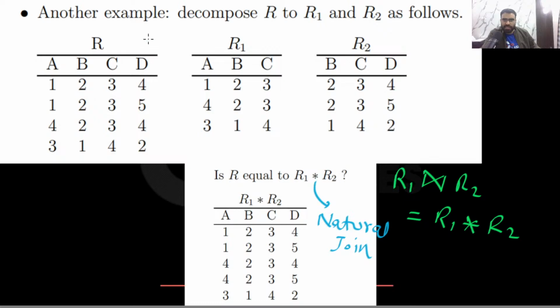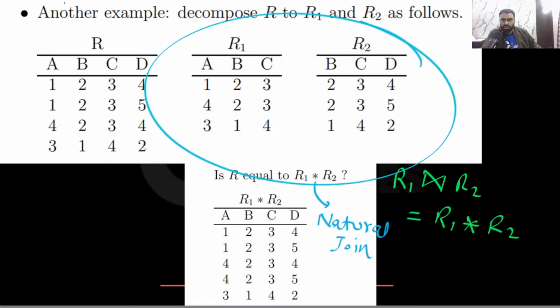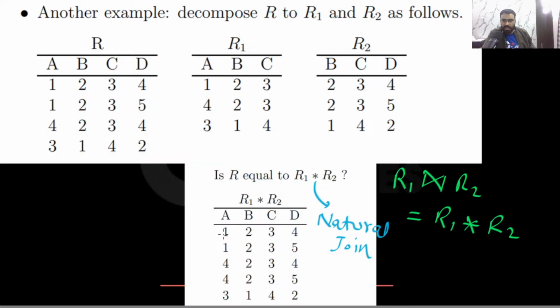So here you can easily see this relation we are decomposing into R1 comma R2, and when we do the natural join of R1 comma R2, we are getting some extra tuples which are not present in the original relation. So this is a lossy decomposition. Very simple.